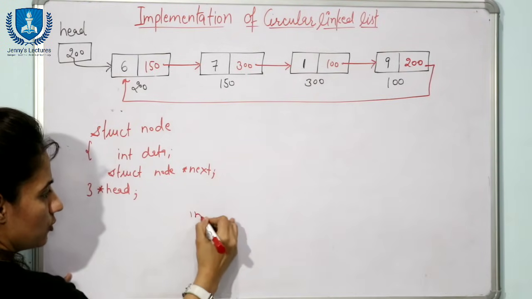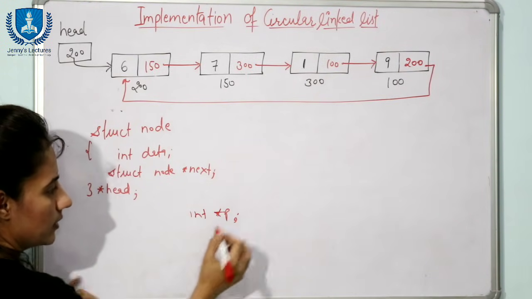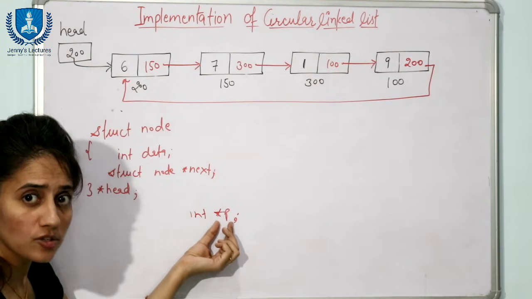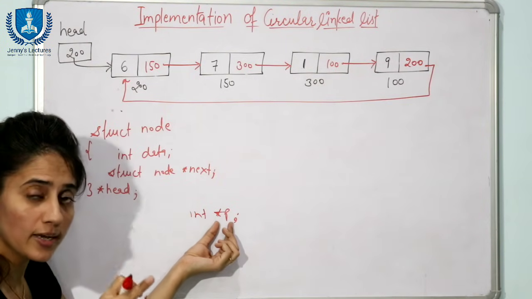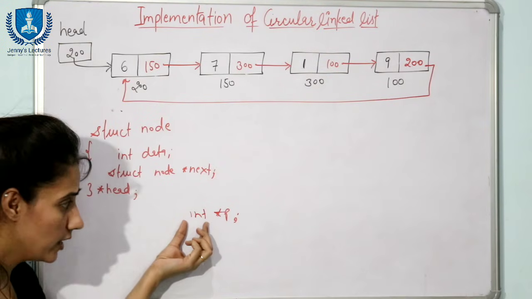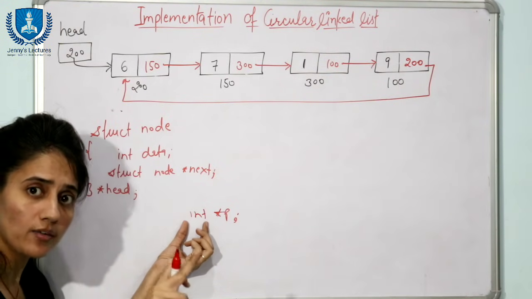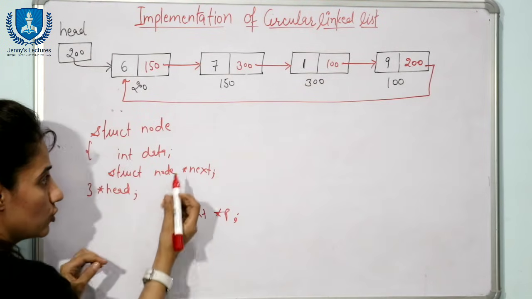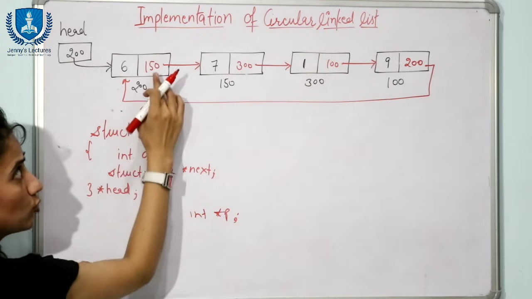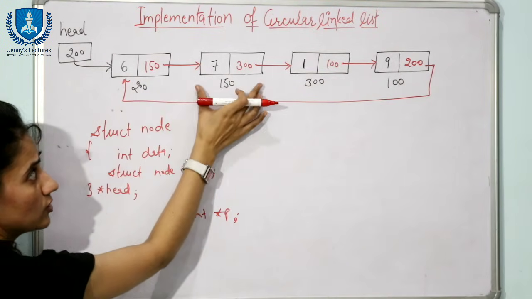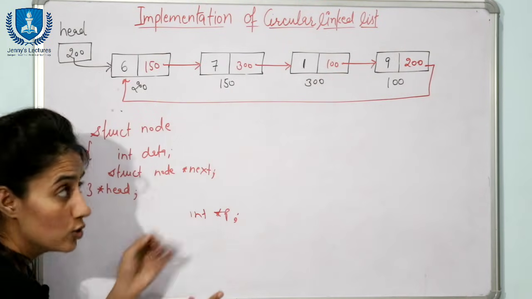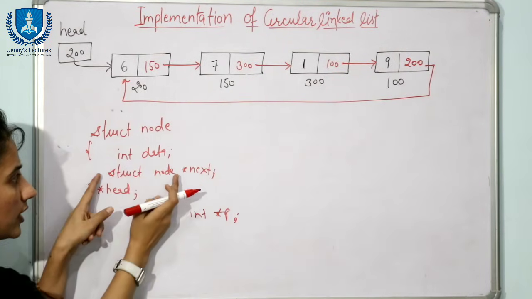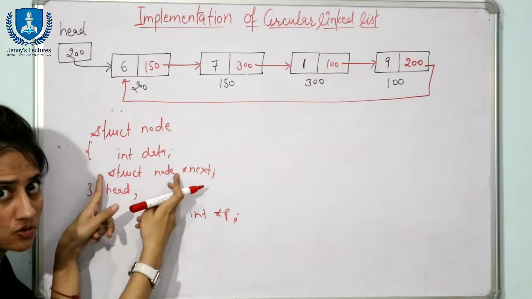Because suppose if you write asterisk p, it means this is a pointer to int. This pointer contains the address of a variable, and the data type of that variable is integer. So here we write the data type of the variable whose address this pointer is going to store. That is why this next pointer is going to store the address of a node, and the data type of this node is struct node, which we have already defined. So that is why I am writing struct node.